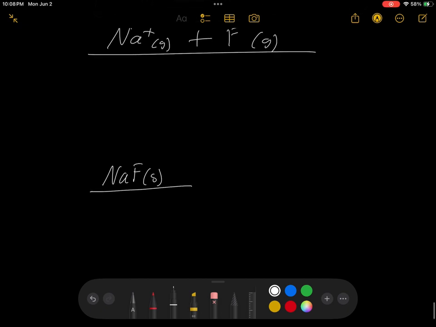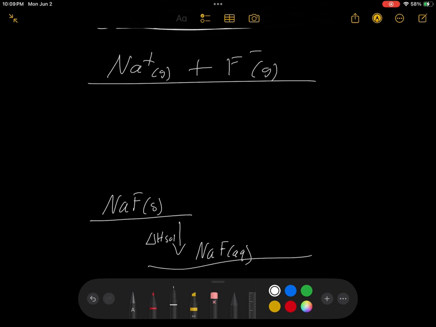So what is the reaction for delta H solution? It's going from a solid to aqueous, right? So going from solid to aqueous would be going from solid sodium fluoride to aqueous sodium fluoride. I know that delta H solution of sodium fluoride is exothermic, so I know I'm going down, and that gives us aqueous sodium fluoride. So now I'm getting somewhere.